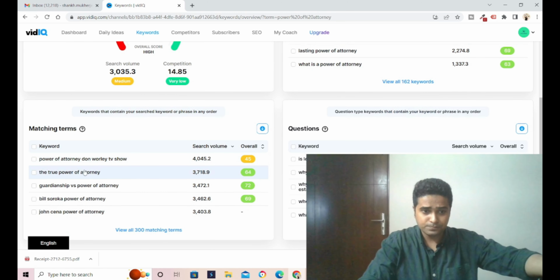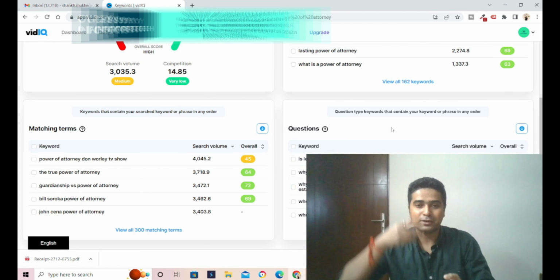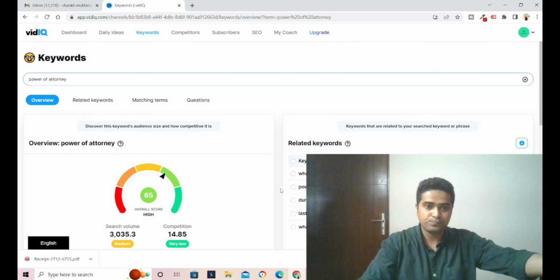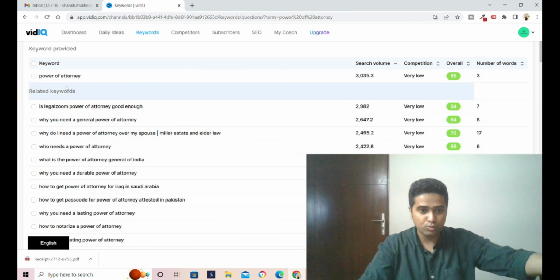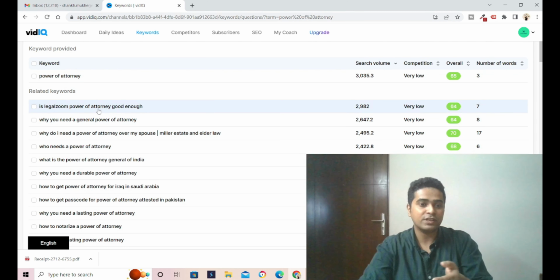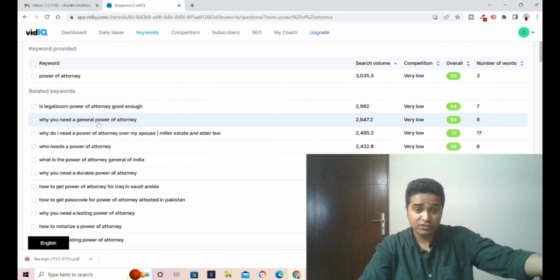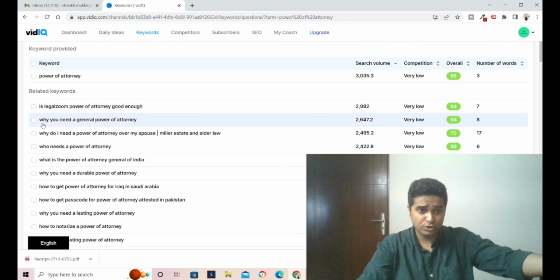So in the matching terms, again, you get a lot of questions here, which is a good thing, because the questions are where you get your long tail keywords, and long tail keywords are lower competition, and hence this is what we want. So let's directly go into the question segment and see what they have to say. Is Legal Zoom power of attorney good enough? Now it seems that is a branded keyword. Legal Zoom is the name of an online company which helps you make a power of attorney online. Another question: why you need a general power of attorney. That's a very good topic, and only 2,647 searches every month, the competition of which is very low. So I think this is a very good keyword to choose.